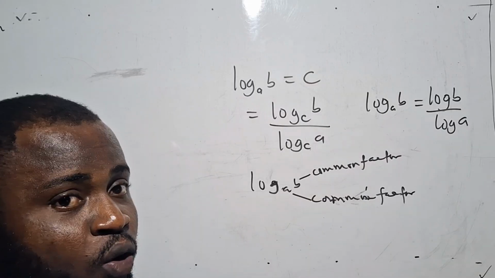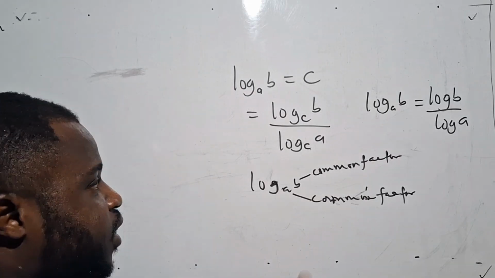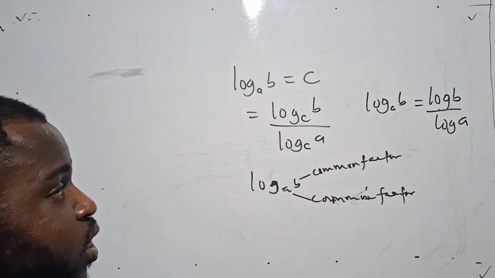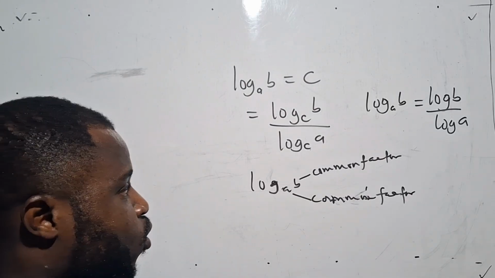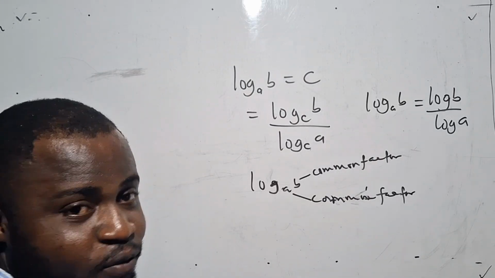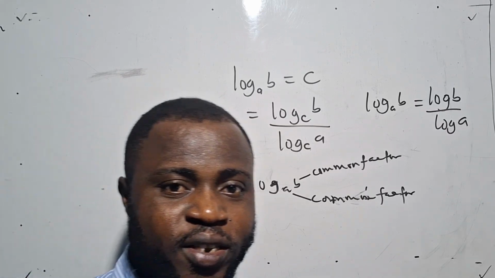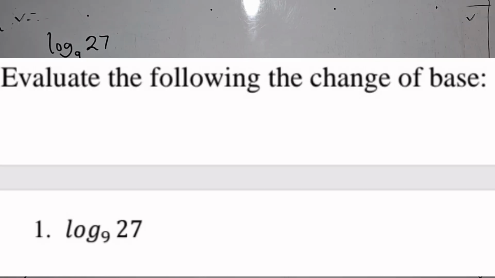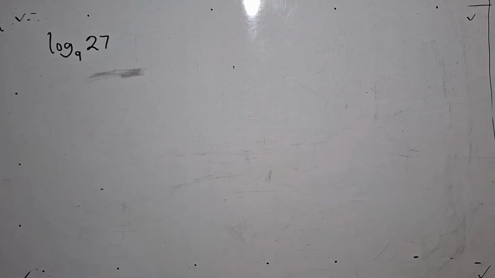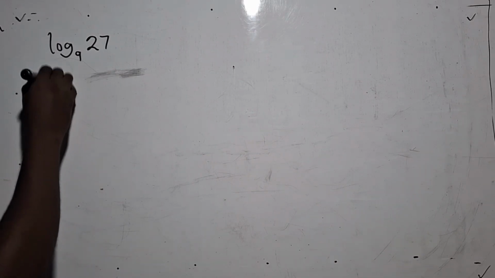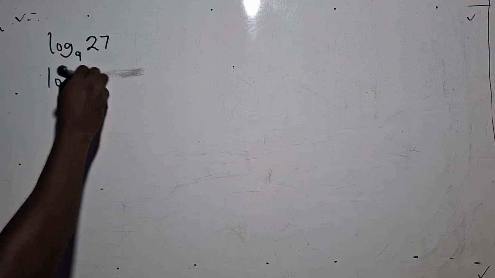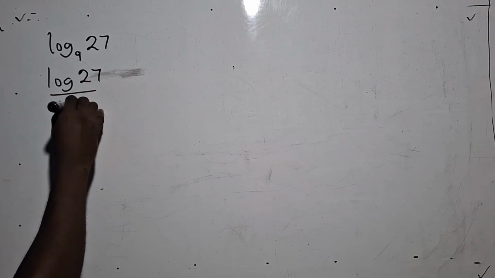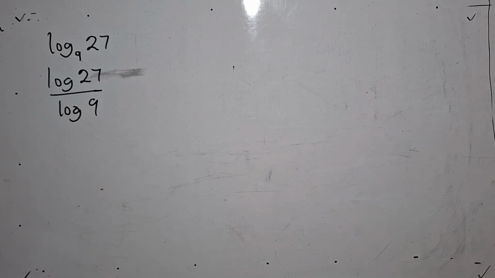So you end up solving by changing the bases and getting the same answer, using the normal logarithm principles. Without wasting time, we are going to solve our first question to see how the change of base method is applied. Log base 9 of 27. We have to use the change of base method to solve this. So this gives us log to the base 3 of 27 over log to the base 3 of 9.